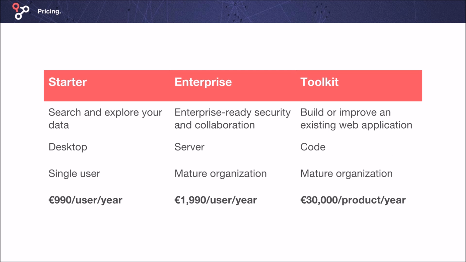We have a very simple business model. Linkurious Enterprise, which is right here, is based on a per user fee. It costs 1,990 euros per user and per year. But we also have other products which address different needs. With the starter product, we help single users access and understand the data. It costs 990 euros per year. And we also have a toolkit, which is Linkurious.js that I mentioned earlier on. It's a JavaScript graph visualization toolkit to build or improve an existing web application. And that costs 30,000 euros per year and per product. I should also mention that we have startup-friendly terms for the toolkit and for the enterprise.